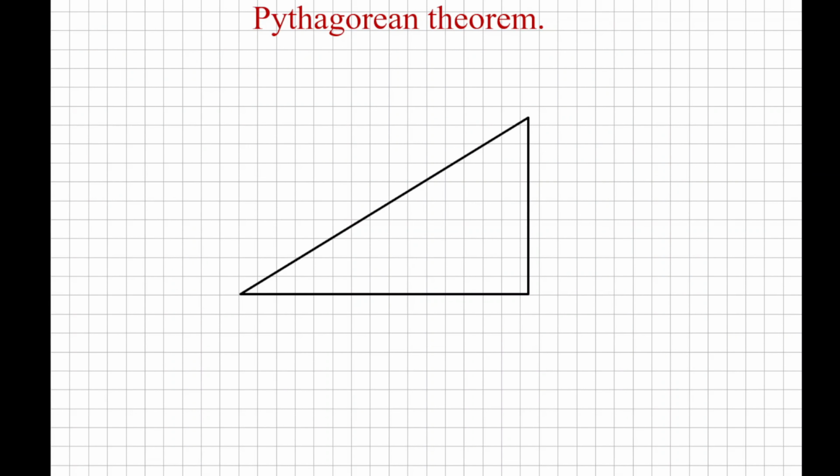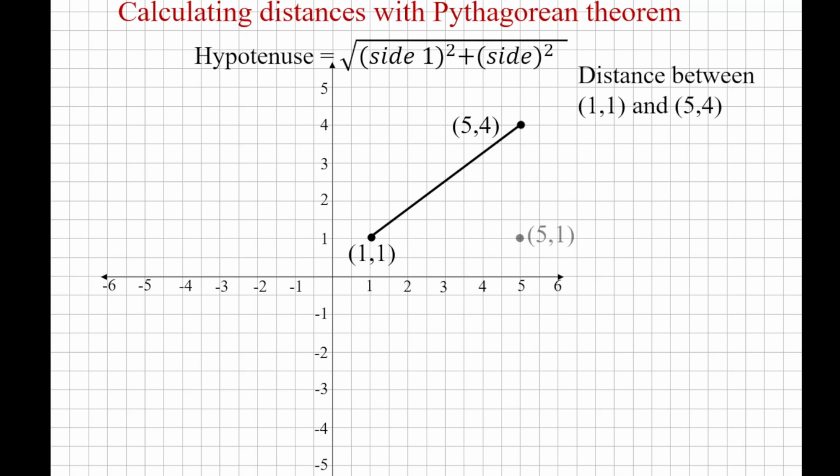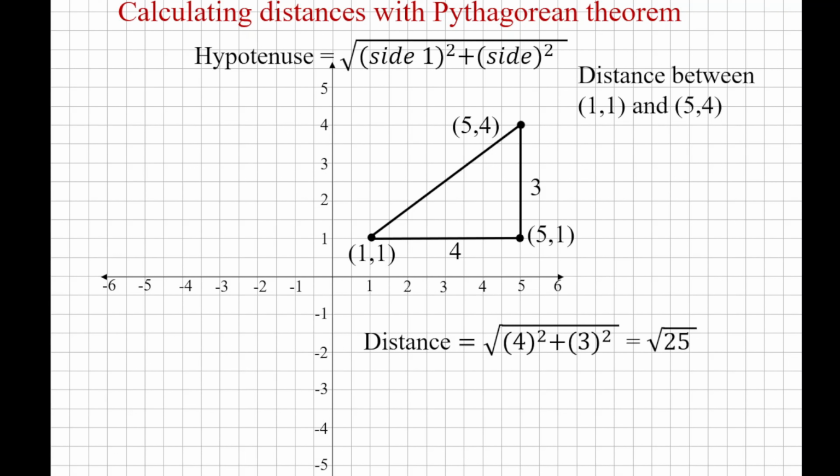Now, let's look at an example. To calculate the distance between the points (1, 1) and (5, 4), we can plot the point (5, 1) to create a right-angled triangle. We can see that the sides of the right-angled triangle are 3 and 4. Then, using the Pythagorean theorem, the hypotenuse is equal to the square root of 3 squared plus 4 squared, which is equal to the square root of 25. That is equal to 5.